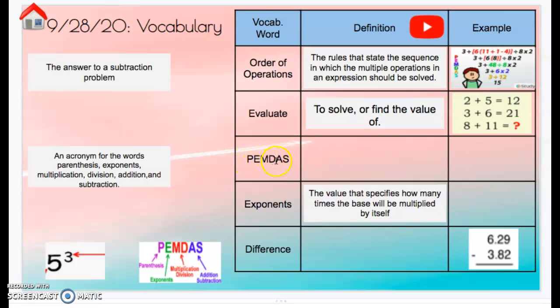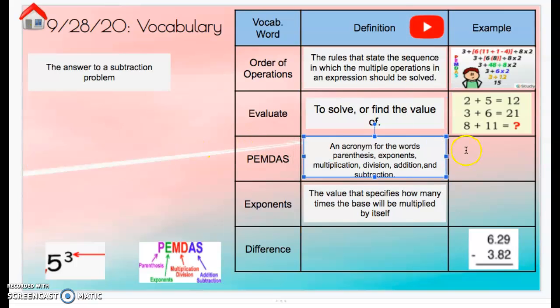PEMDAS, please excuse my dear Aunt Sally. What's the definition? Is it the answer to a subtraction problem? No. Is it an acronym for the words parentheses, exponents, multiplication, division, addition, and subtraction? Yeah, it is. So we're going to drag that over into here. Now, we are still missing an example. Oh, there's an example. PEMDAS. Woohoo! All right, if I can line that up.